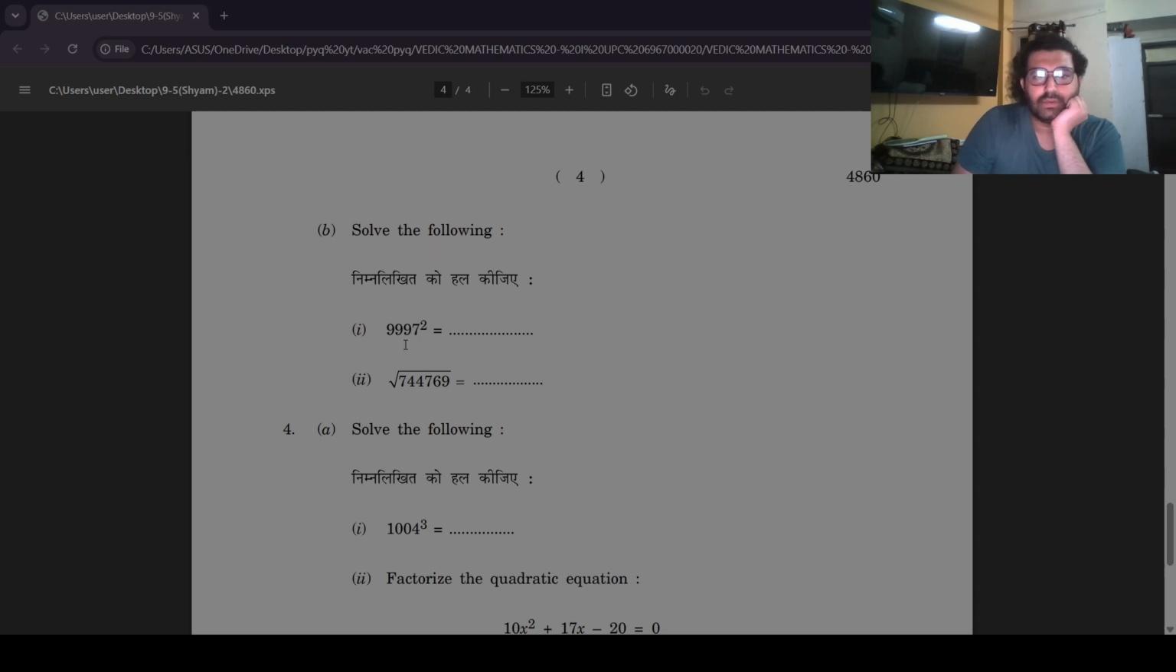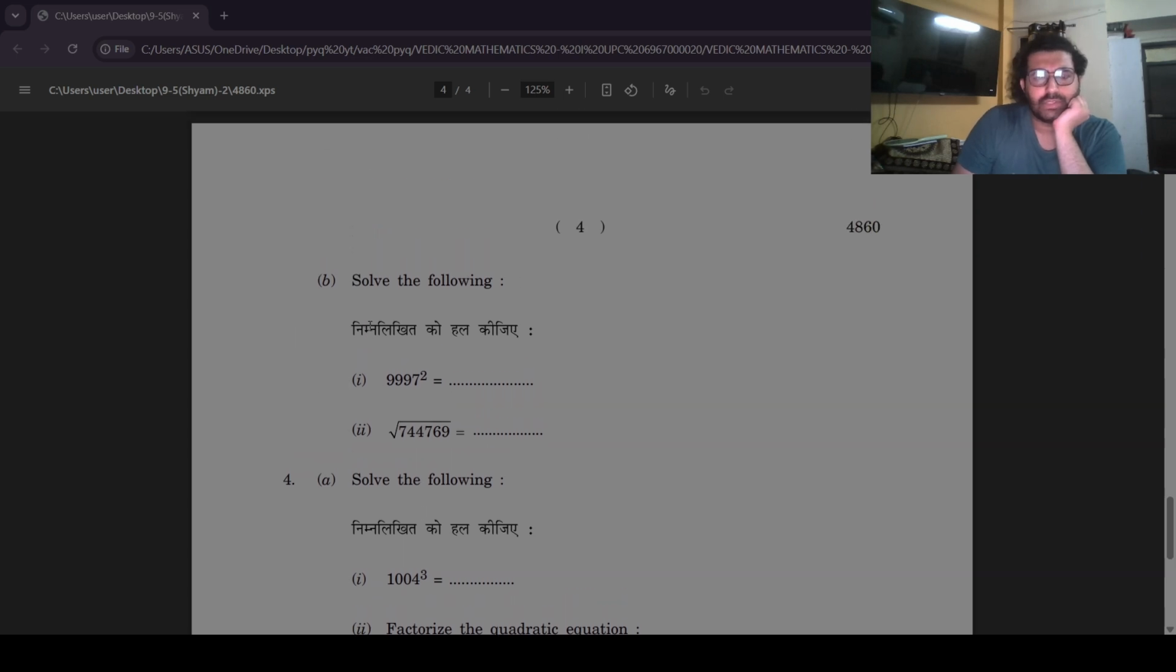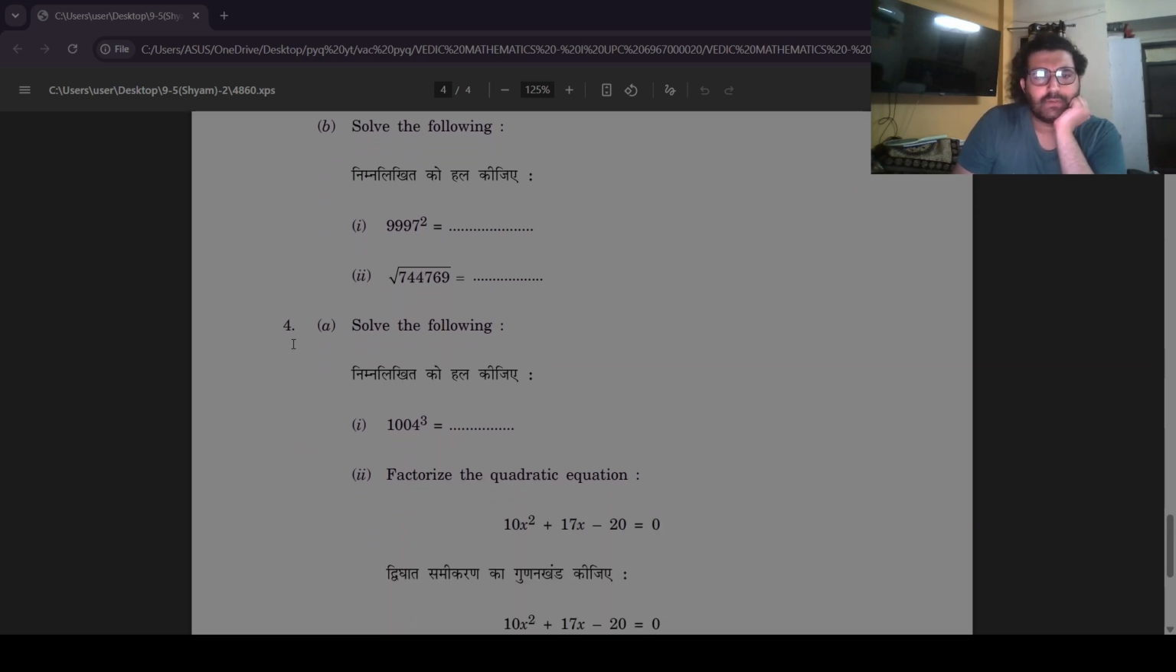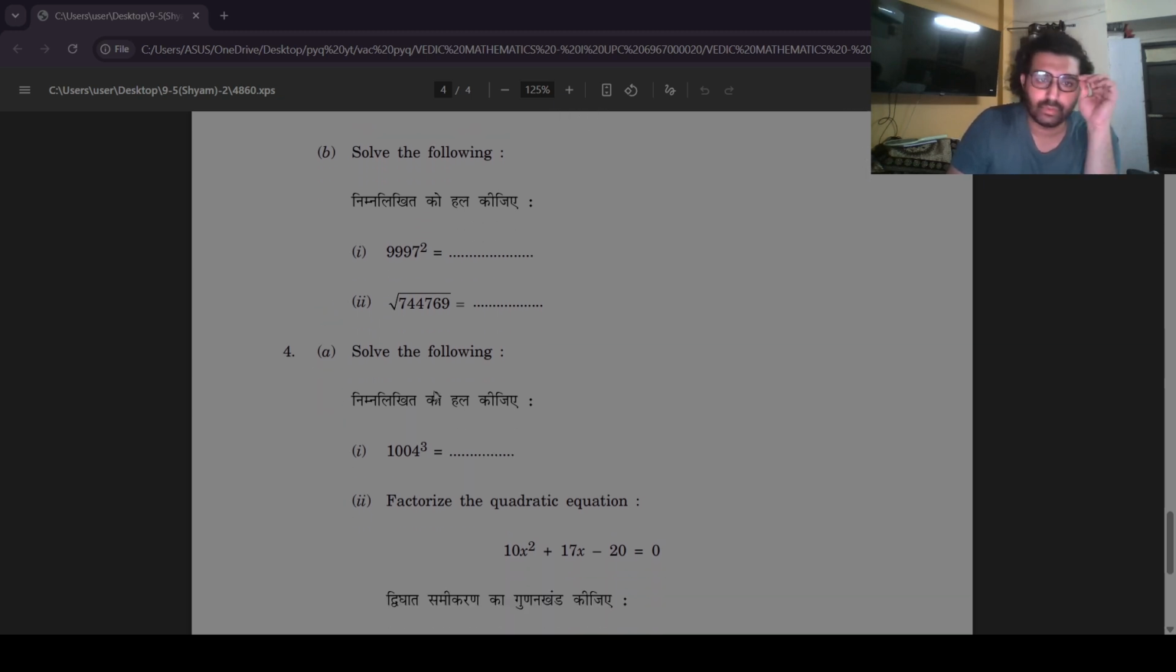Solve the following again with the numeric. I can't read these. Okay, you can see it on the screen. Okay, as for part B, here's the part B, and for question number 2, solve the following.